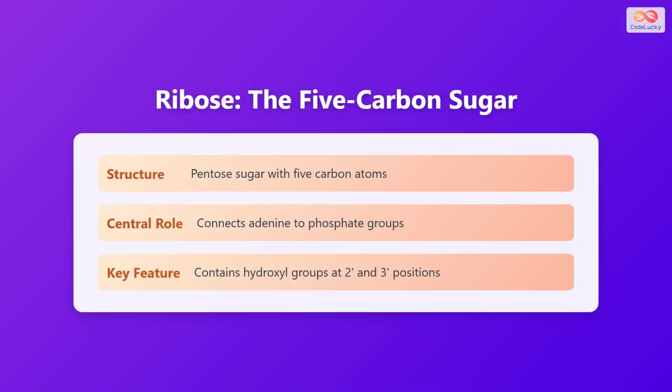Ribose is a pentose sugar, meaning it contains exactly 5 carbon atoms arranged in a ring structure. This sugar molecule serves as the central connector in ATP, linking the adenine base to the chain of phosphate groups. The carbon atoms in ribose are numbered with prime symbols to distinguish them from the atoms in adenine. The 2' and 3' positions on ribose contain hydroxyl groups, which are oxygen and hydrogen combinations. These hydroxyl groups are important for the molecule's chemical properties. The 5' carbon is where the phosphate groups attach, creating the energy-rich portion of the molecule.